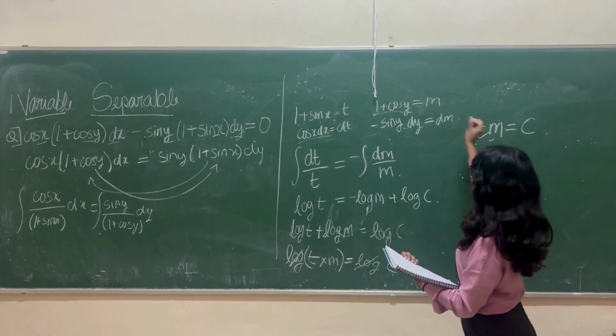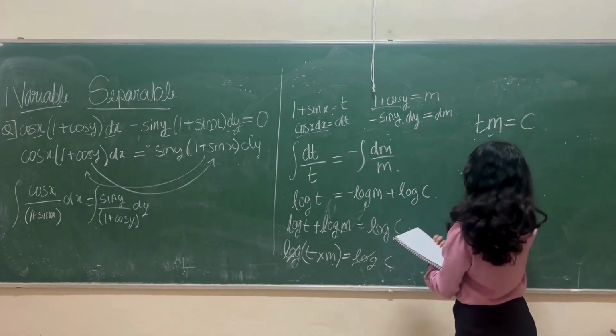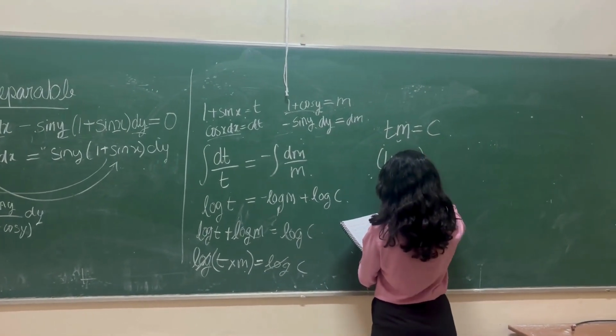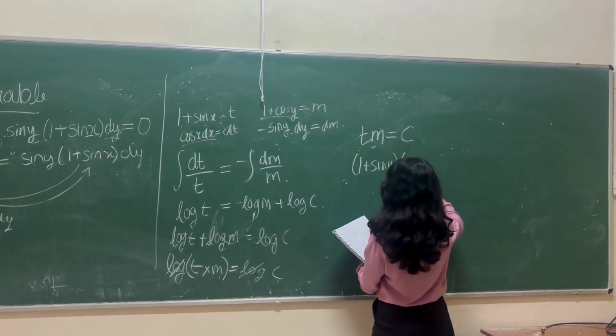Now we substitute t and m back in this equation. So it's 1 plus sin x into 1 plus cos y.